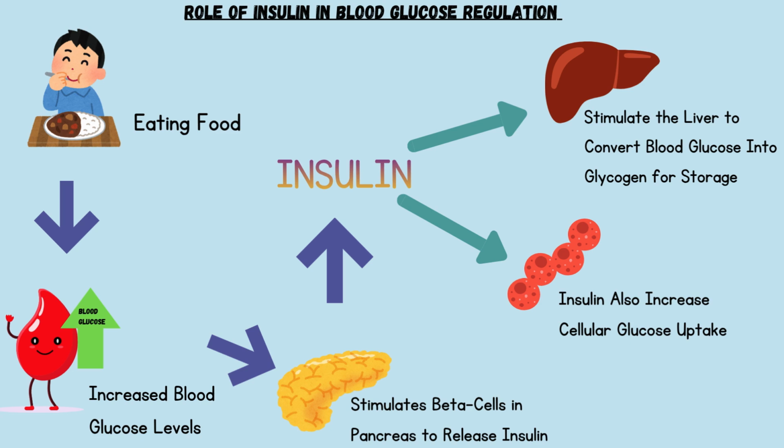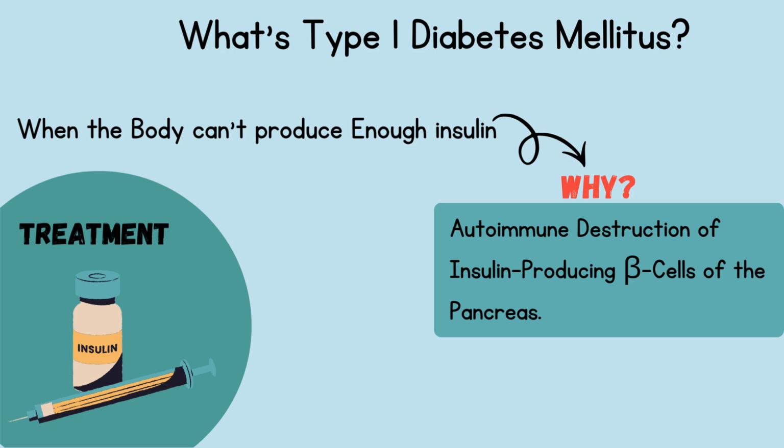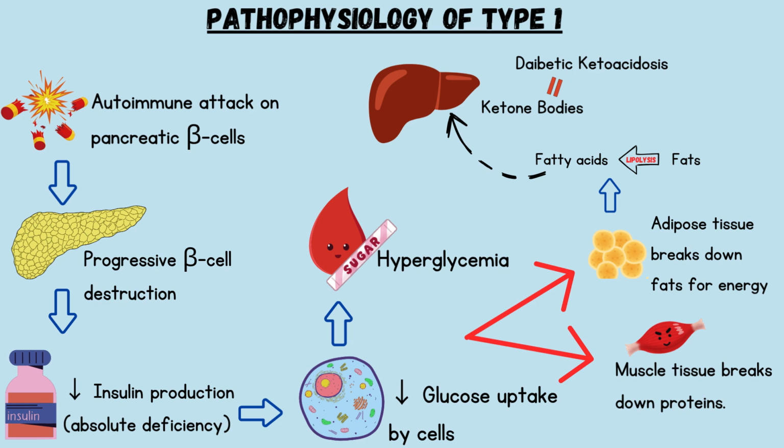Now, let's discuss the types of diabetes. Type 1 diabetes mellitus. It occurs when the body cannot produce enough insulin. Let's understand the pathophysiology. There is autoimmune destruction of the beta cells in the pancreas, which affects insulin production and leads to absolute insulin deficiency.